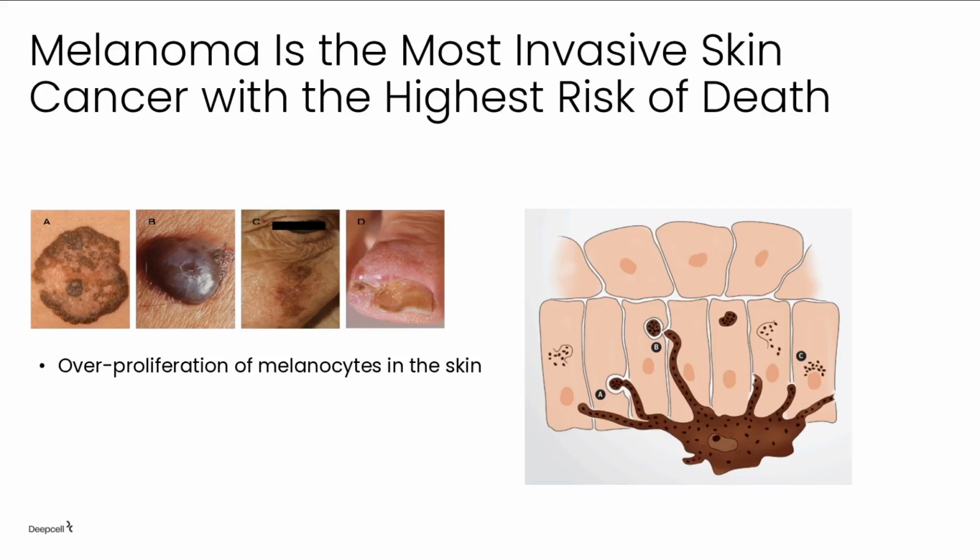First, a quick introduction about melanoma. Melanoma is the most invasive skin cancer with the highest risk of death. It originates from the melanocytes in the skin, which are the pigmented cells in the epidermis that produce the pigment melanin that is transferred via dendrites to the keratinocytes in order to protect them from UV-induced DNA damage.